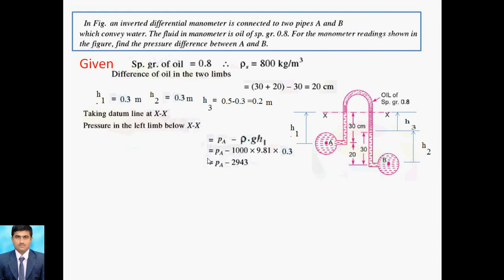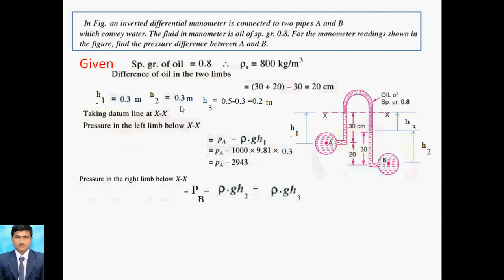So after solving, this equation becomes PA minus 2943. Now we go for the right hand side. So the right hand side means this is PB, you can write minus rho G H2. What is rho? Density. G is 9.81. H2 is the height.